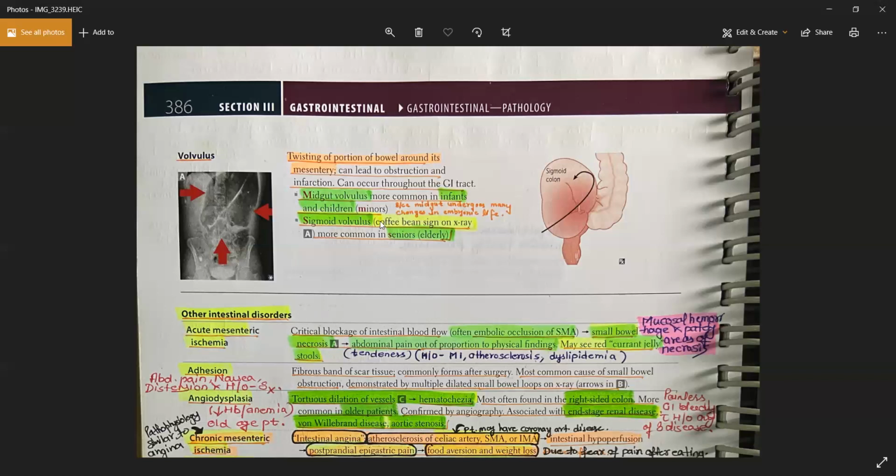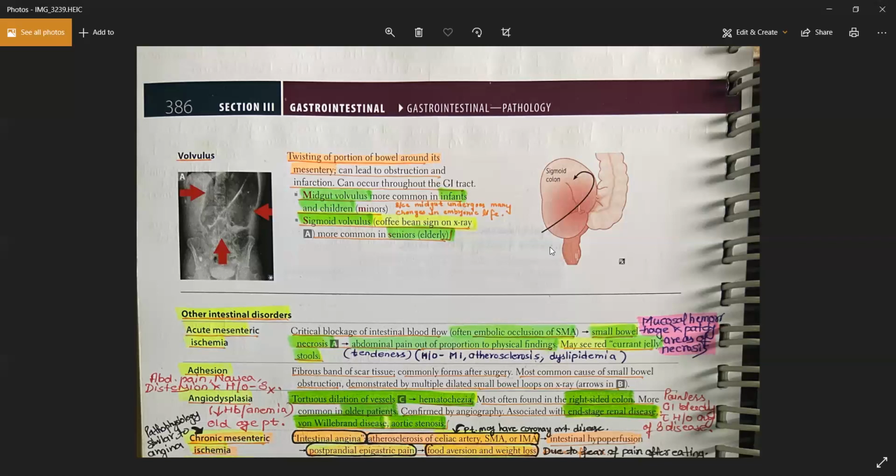Okay, and it is seen in senior adults mainly. And what you will see is the coffee bean sign. As you can see, this is the coffee bean sign you will see in the volvulus. In case of children, because the midgut volvulus is more common, you can have mostly right-sided pain. In case of sigmoid volvulus, you will have left-sided pain. Okay, very important.